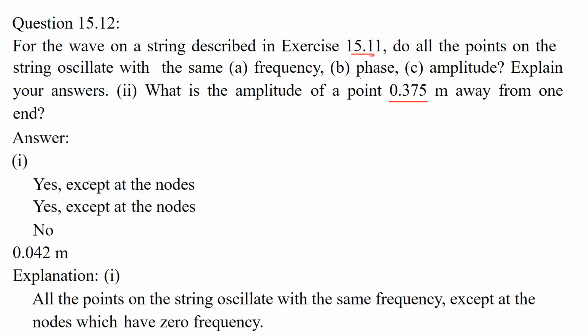The answer is something like this. We'll give the explanation first, then you will understand what is happening here. First, all the points on the string will oscillate with the same frequency, except at the nodes, where the frequency is 0. Otherwise all the points on the string are going to oscillate with the same frequency.